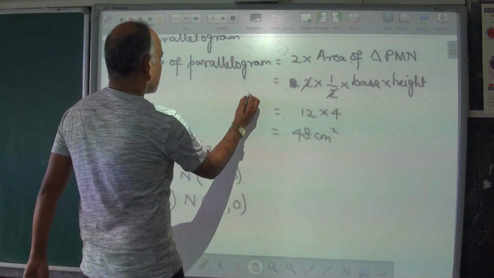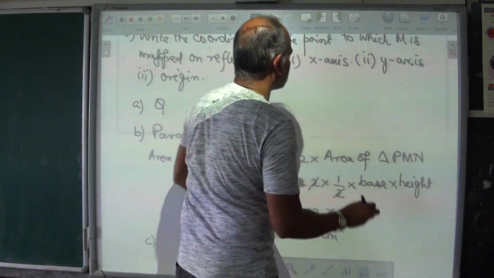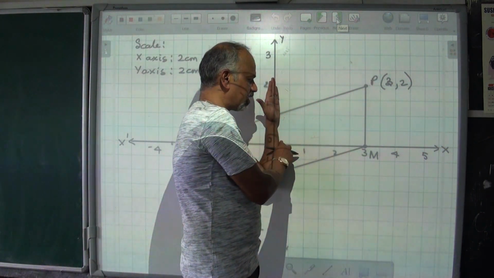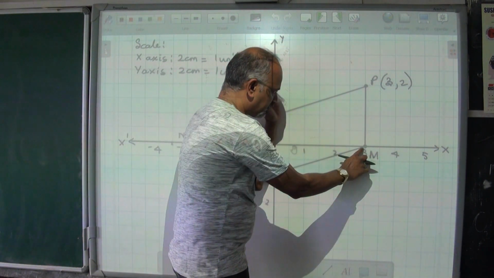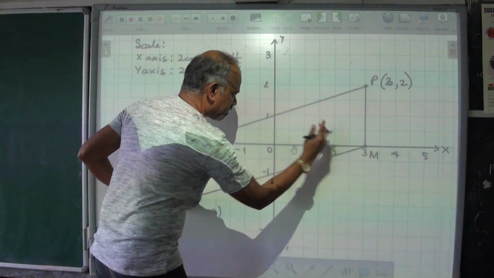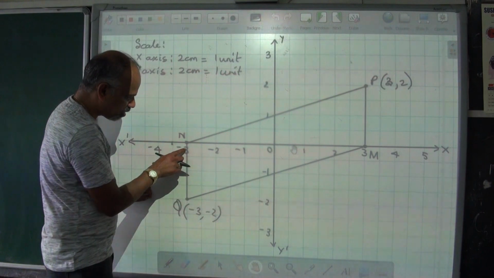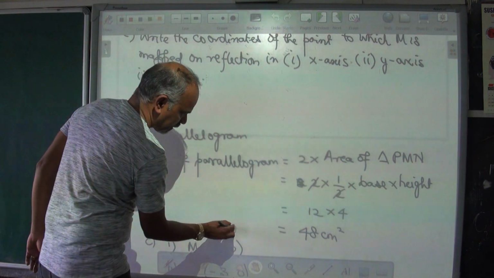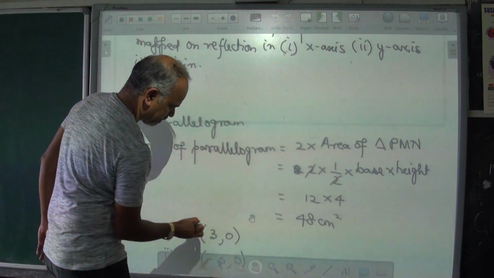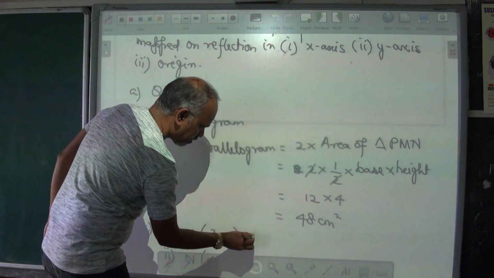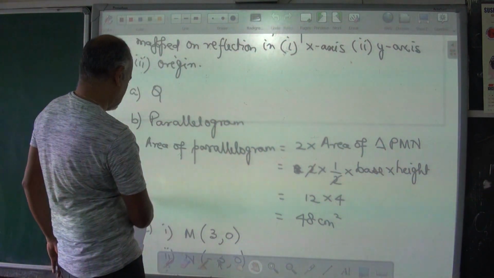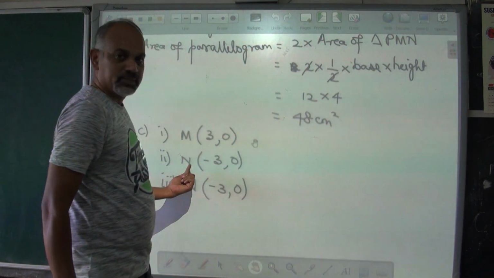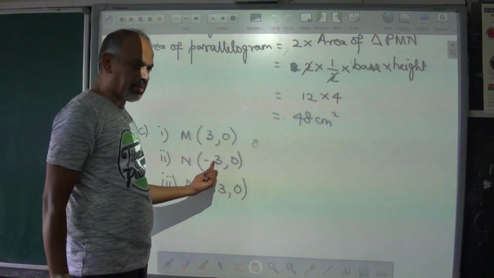The second one, when M is reflected in the y-axis, let's see what happens. M is going to be reflected in the y-axis. This is the y-axis. You're going to reflect this in the y-axis, you should get it behind. It is 3 units away, which means it's 3 units away this side. So when M is reflected in the y-axis, you get N. Coordinates are -3, 0. So N is the image that you got. N's coordinates are -3, 0.